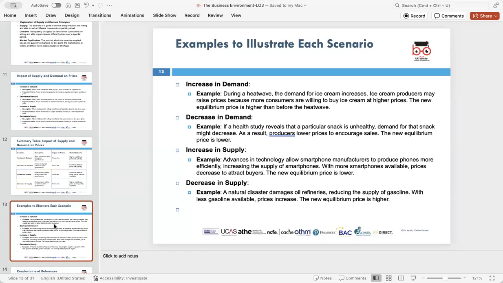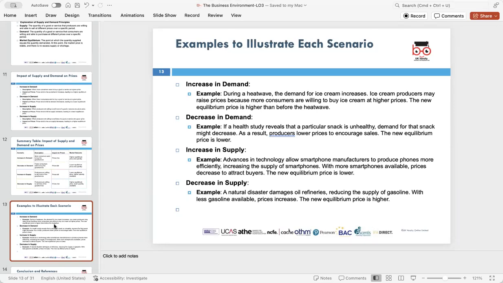Increase in supply. Advances in technology allow smartphone manufacturers to produce phones more efficiently, increasing the supply of smartphones. Impact: with more smartphones available, prices decrease to attract buyers. So the new equilibrium price is lower.